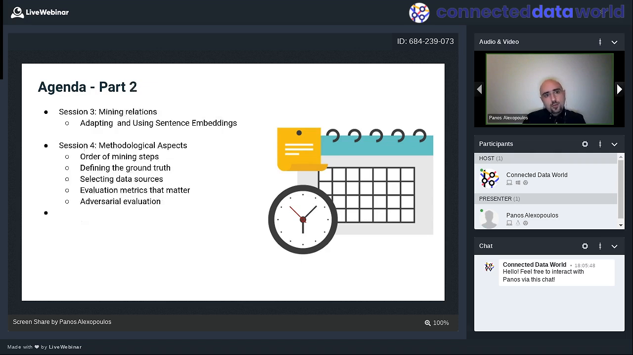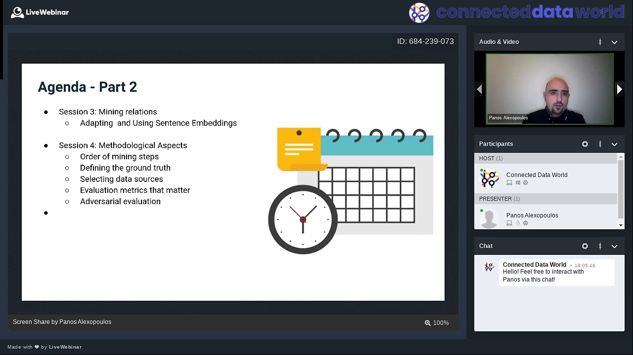In the second part, and in session 3, we're going to consider the problem of mining relations. And there we will see a relatively recent technique, which is about adapting and using sentence embeddings. So it's related a lot to deep learning neural networks. Of course, we're going to see it at a relatively high level. We're not going to go very deep. It will be very practical and methodological. But I think it will be really useful and insightful.